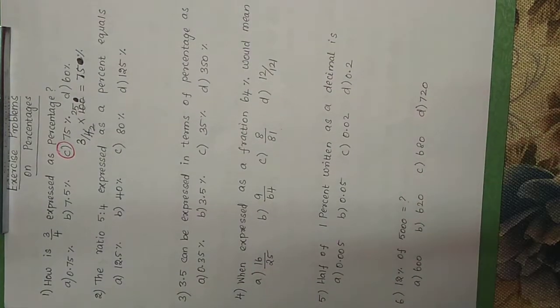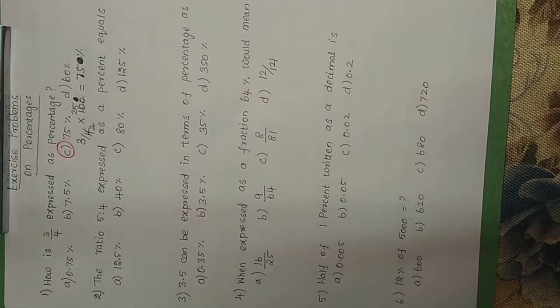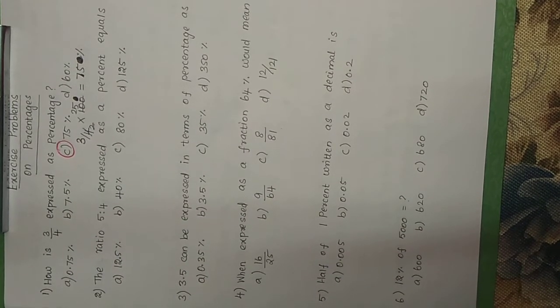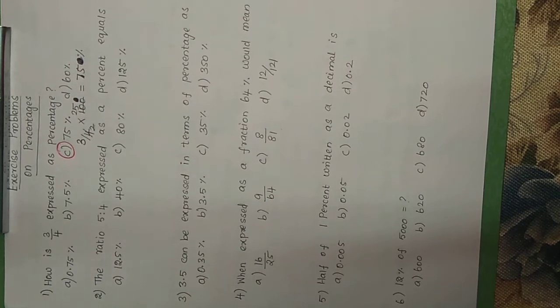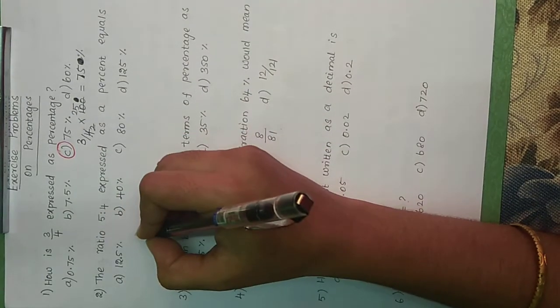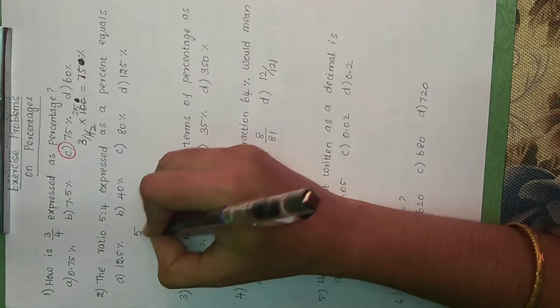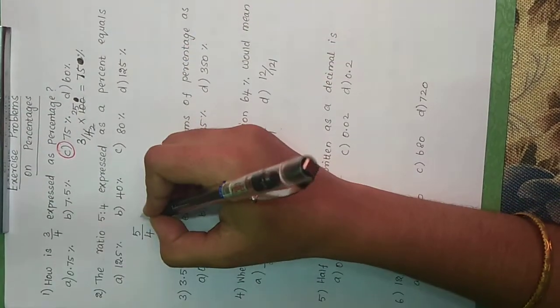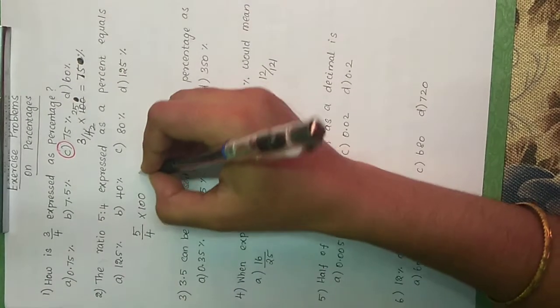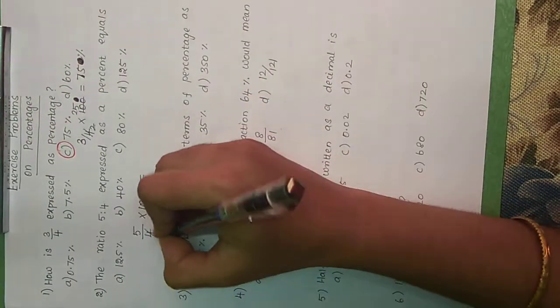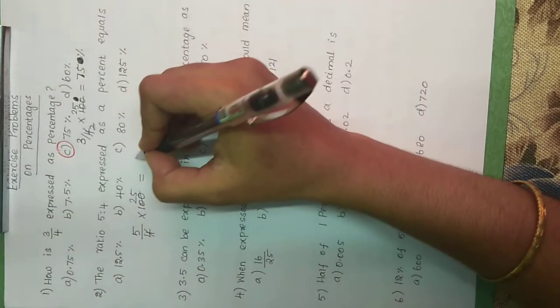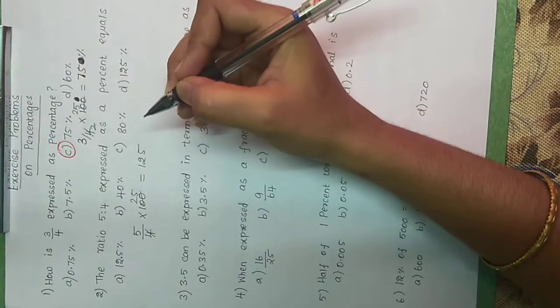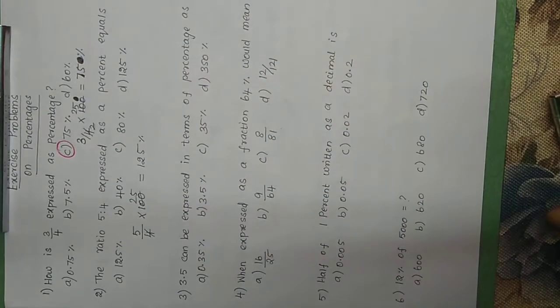Next problem. The ratio 5:4 expressed as a percent equals. So what is given? The ratio 5:4 is expressed as a percent. So 5:4 can be written as 5 divided by 4. To express it as a percent, we have to multiply by 100. That is equal to 125 percentage. So the answer is D.